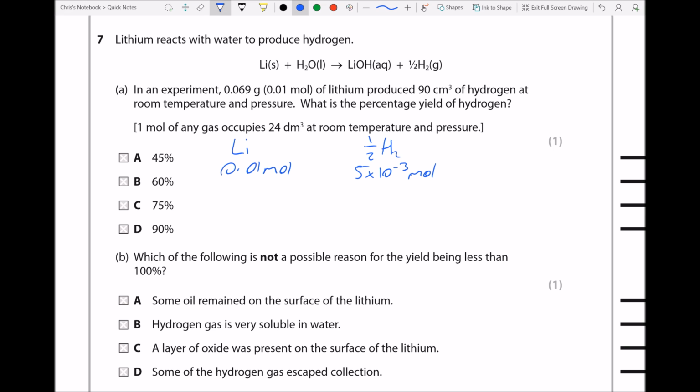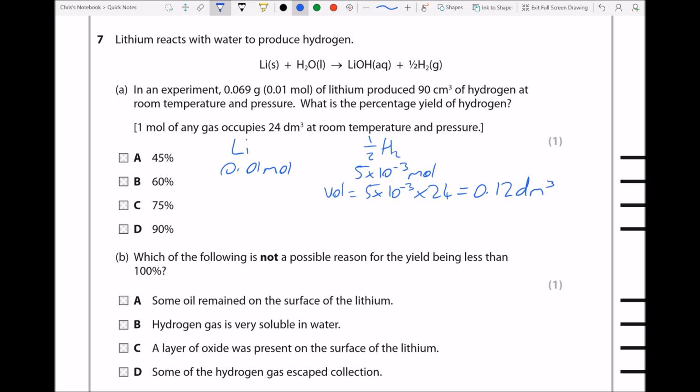Okay, so that's the first thing. Then once we've worked out the number of moles, we need to work out the volume of this gas, and we do that by multiplying that number by 24. So volume equals 5 times 10 to the minus 3, times 24, and that's going to tell us the volume of hydrogen gas that we can produce. All of this is going to be in decimeters cubed, so it's going to be 0.12 decimeters cubed of hydrogen gas.